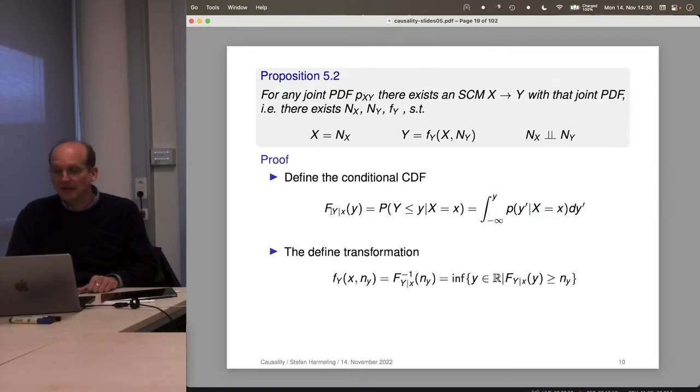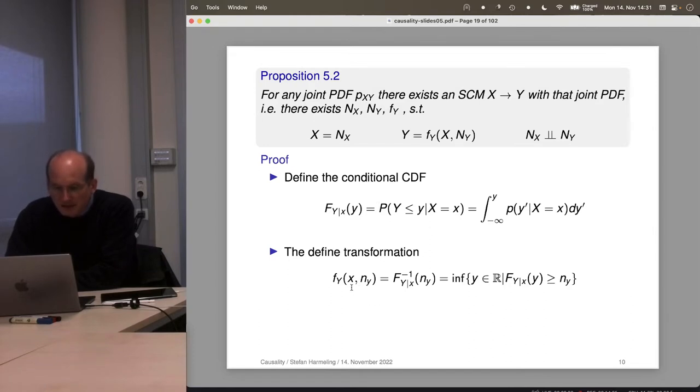So that is my conditional CDF. Then I take the inverse of that one, which in general I have to write as an infimum, because the CDF can be constant and then the inverse is not defined. So I take the smallest number as the answer like last time. And this is defining a transformation. And now the curious thing here is it's a function of x and N_Y. I want to have a noise variable at the end. And as you know, by choosing a uniform distribution here and then defining a particular transformation, exactly that one, I'm getting samples from a given distribution, and that's exactly the construction that I'm doing here.